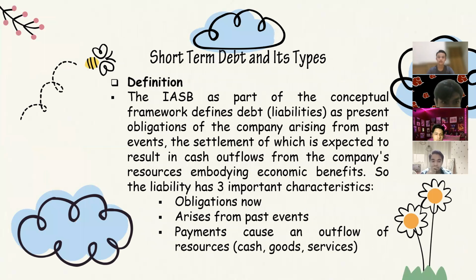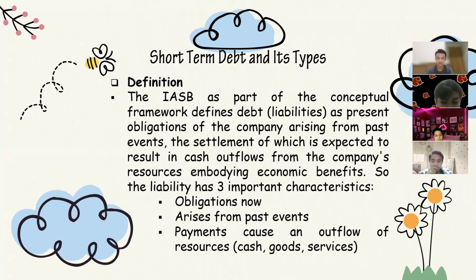Short-term debt and its types. The definition: the IASB, as part of the conceptual framework, defines liabilities as a present obligation of the company arising from a past event, the settlement of which is expected to result in an outflow from the company's resources, embodying economic benefits. So a liability has three important characteristics: it is a present obligation, it arises from a past event, and it involves payment that causes an outflow of resources.